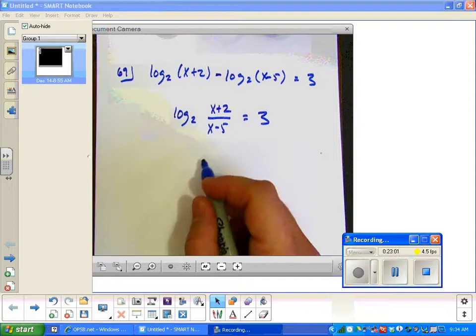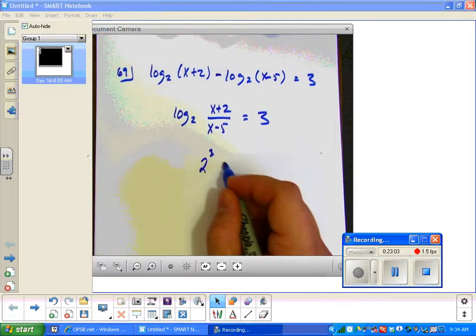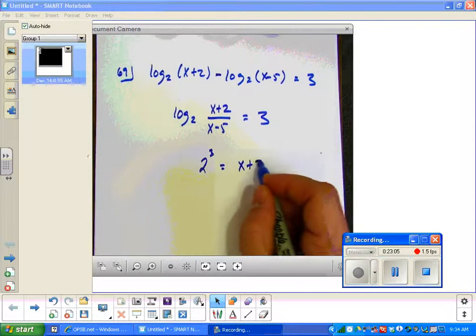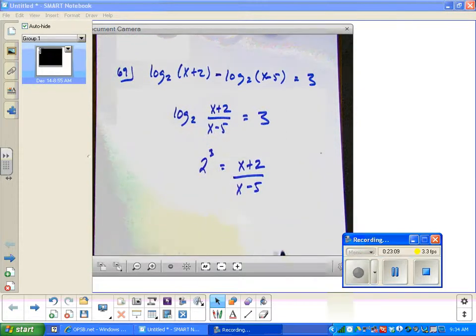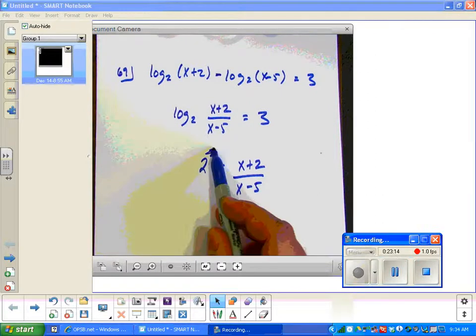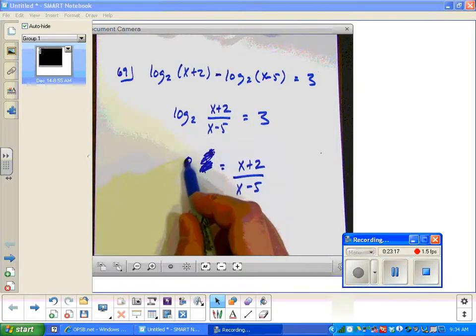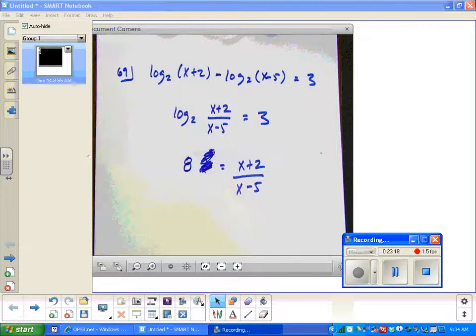So 2 to the third equals (x + 2)/(x - 5). Now, probably what you should do here, instead of writing 2 to the third, go ahead and write what it is. 2 to the third there is really 8. Now how would we solve this though? Do you have any ideas?